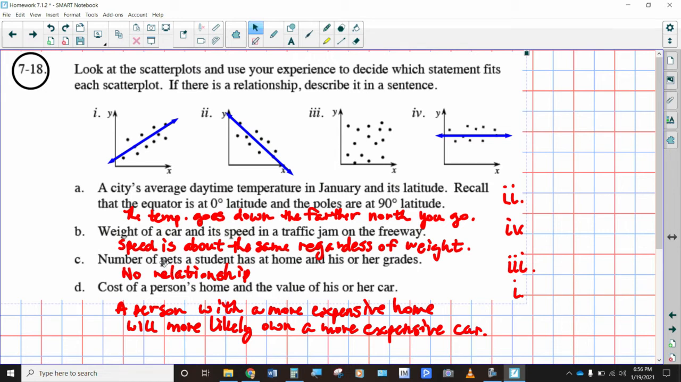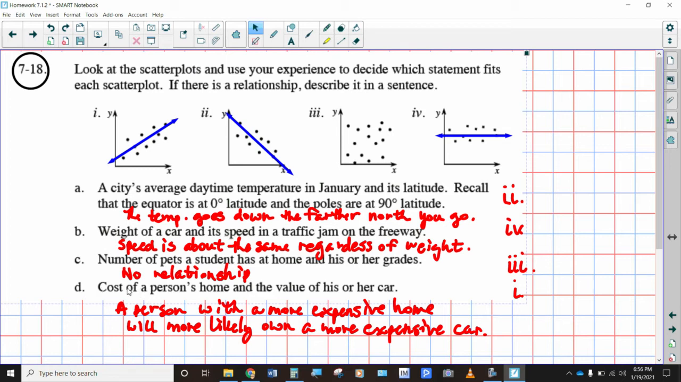What would the number of pets that you have in your house have anything to do with your grades? One has nothing to do with the other. So that's where you would have a scatter plot, right? It's all over the place. You have someone with great grades and lots of pets, or someone with great grades and only 1 pet or 0 pets. It doesn't make any difference.